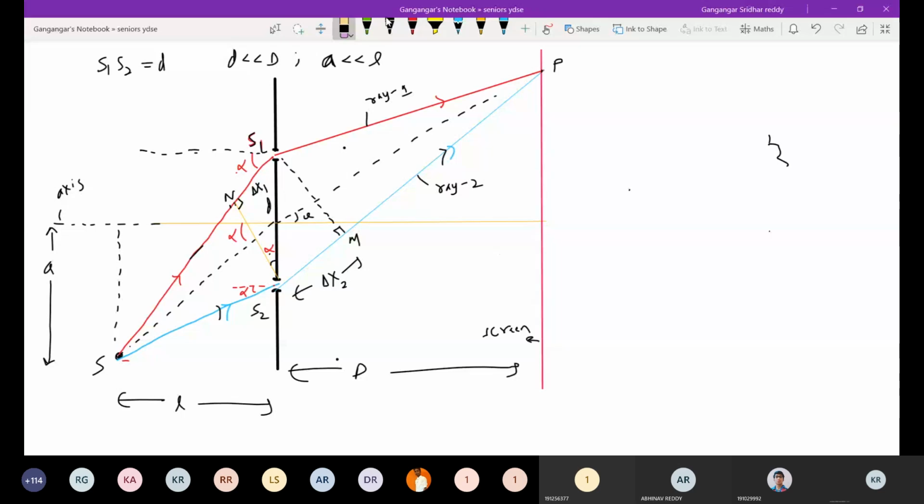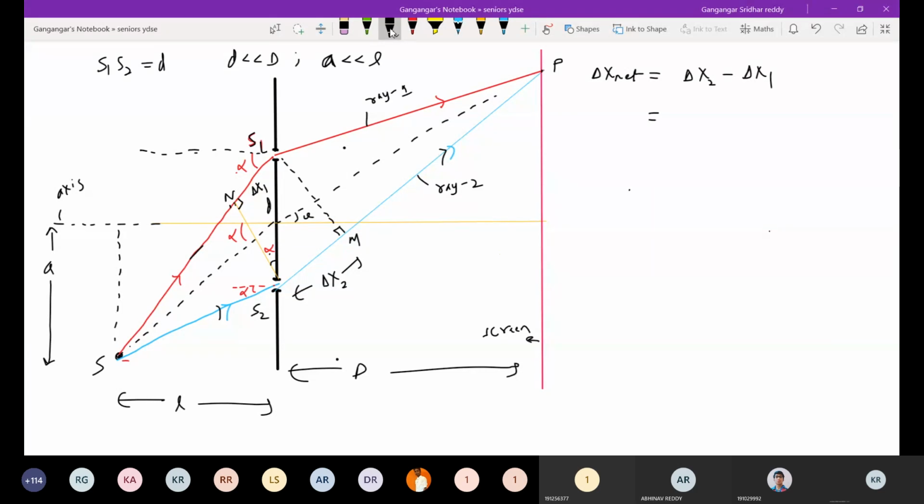Okay, let me proceed like this. So the net path difference will be delta x net equal to delta x2 minus delta x1. Why delta x2 minus delta x1? Because ray 2 will cover more path after the slits and ray 1 will cover more path before the slits. So I should take the difference in the path differences.